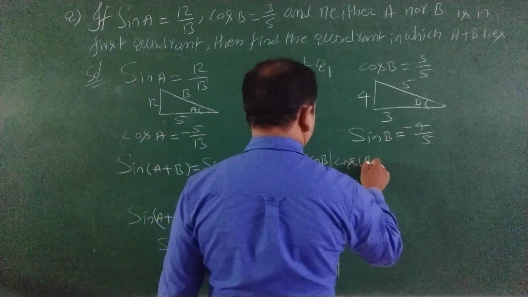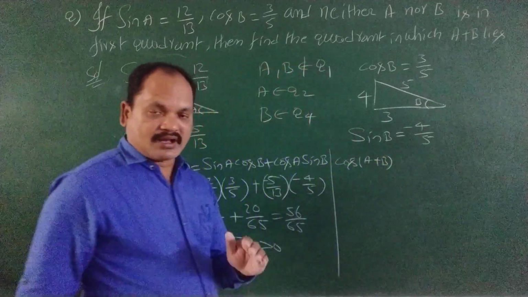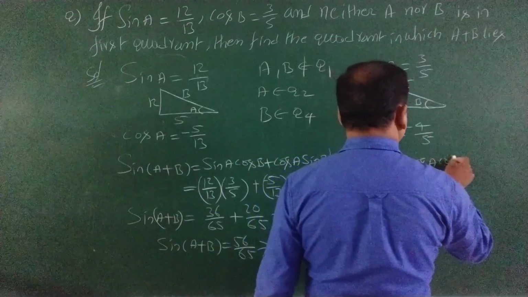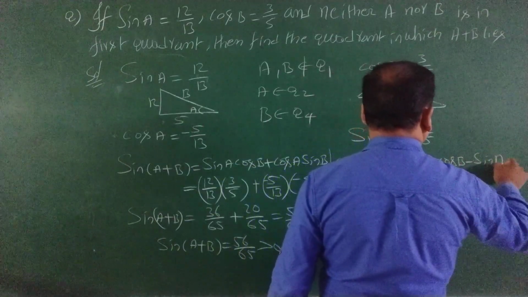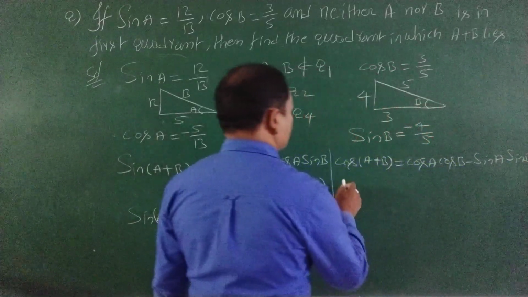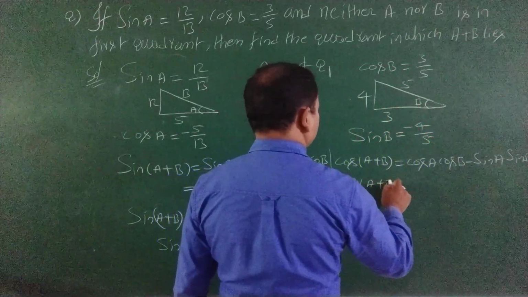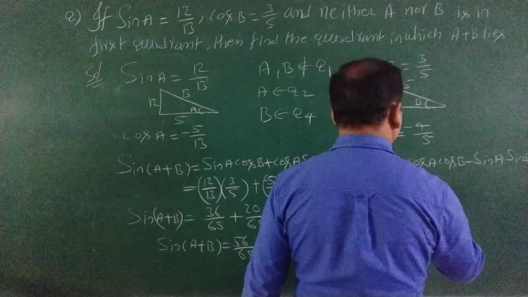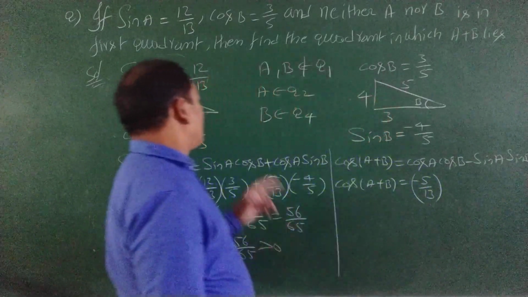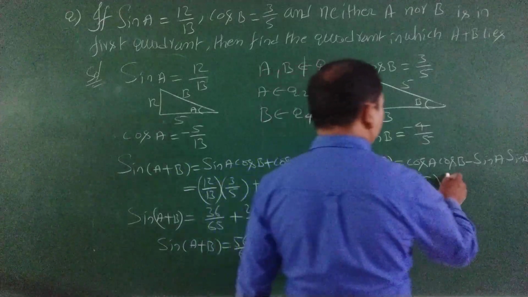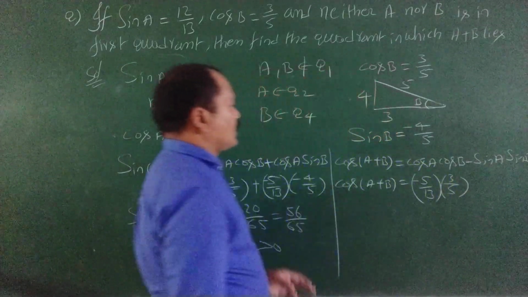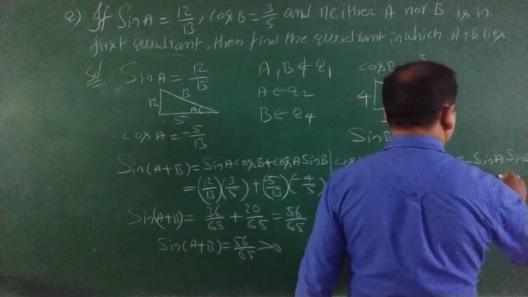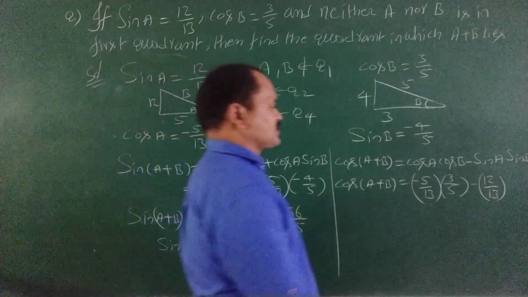Now cos(A+B) is cos A cos B minus sin A sin B. That's all. Now cos(A+B) is equal to cos A. What is cos A? Minus 5 by 13. And cos B, what is cos B? 3 by 5. And sin A, that is 12 by 13. And sin B, that is minus 4 by 5.